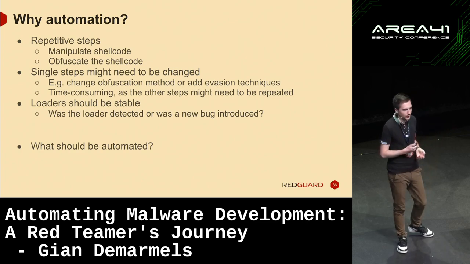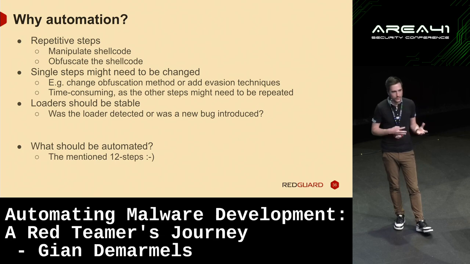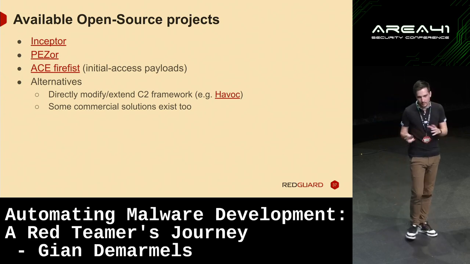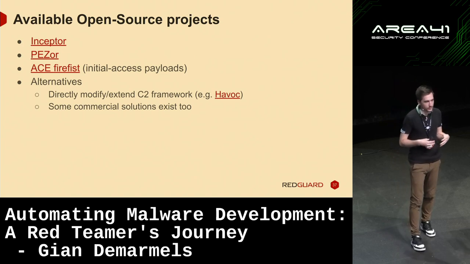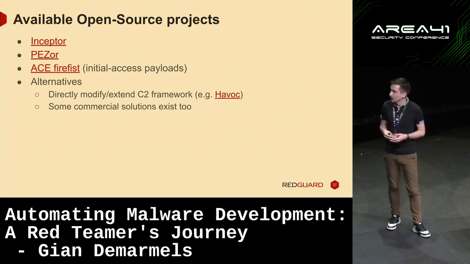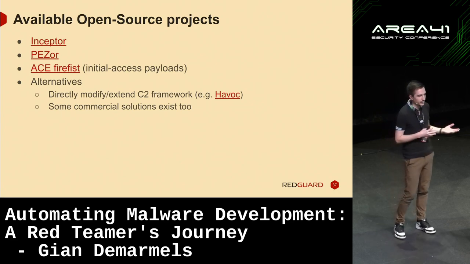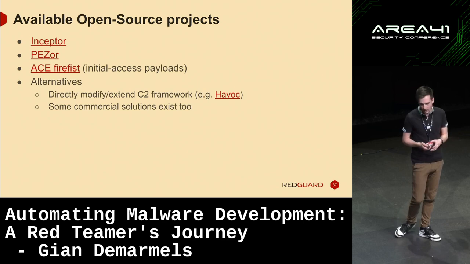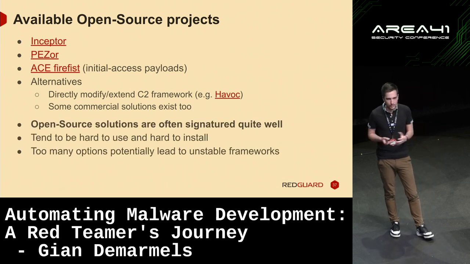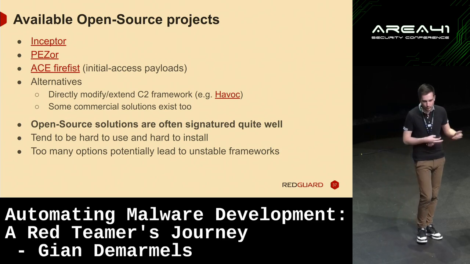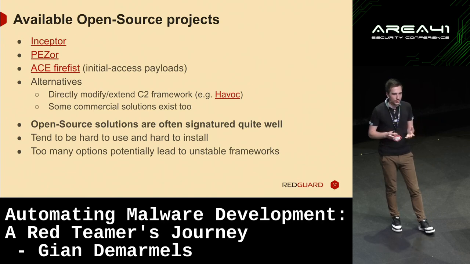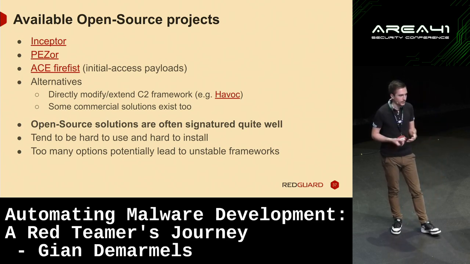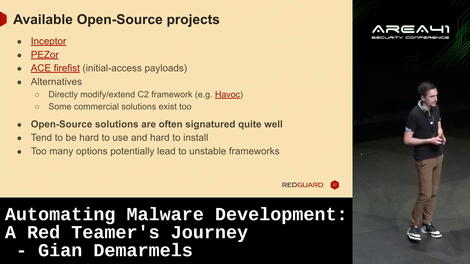What should be automated? The 12 steps that I introduced earlier. So this is the goal of what we are automating. There are many open source projects available, for example, Inceptor or Pisor are two loader frameworks that are very interesting for the initial access payload. The only interesting one I saw was Ace. The alternatives would be to directly modify your C2 or also commercial solutions that may exist. The problem I realized with these open source solutions is that they are often signatured quite well for good reasons, and they also tend to be quite hard to use and install at some point, and they also often have many options, making them potentially a bit unstable or hard to use at least.